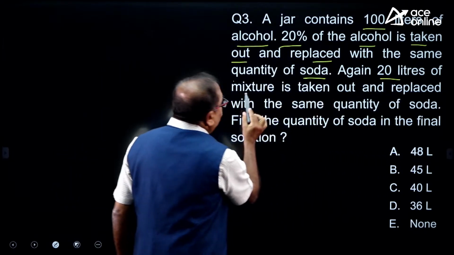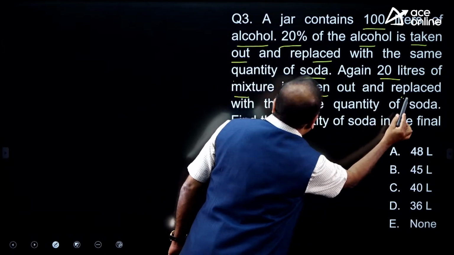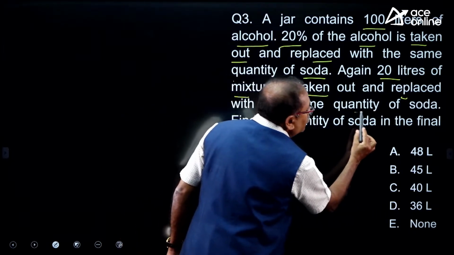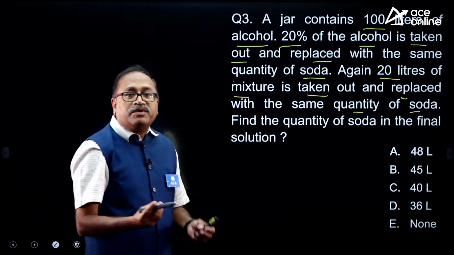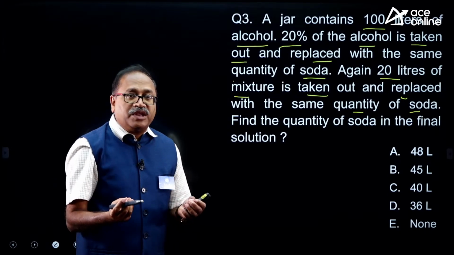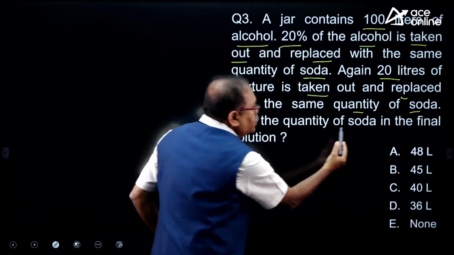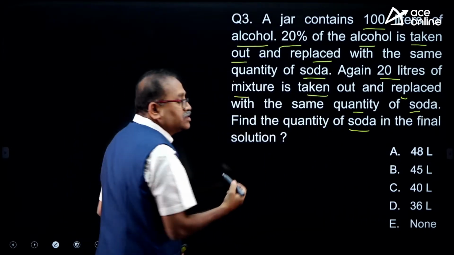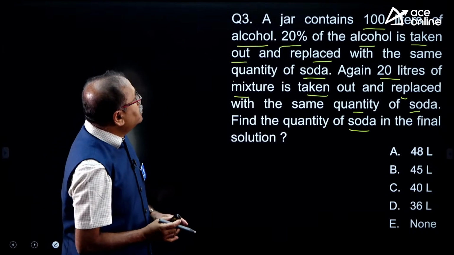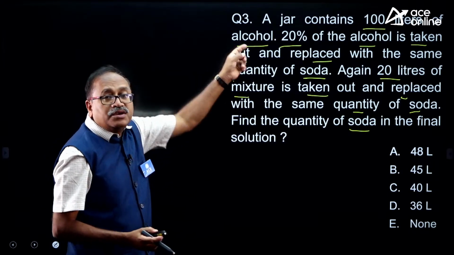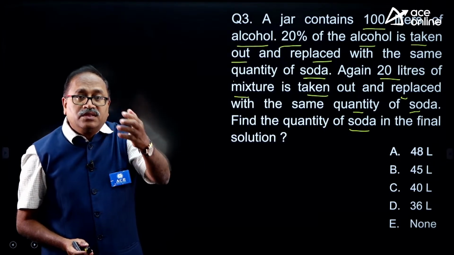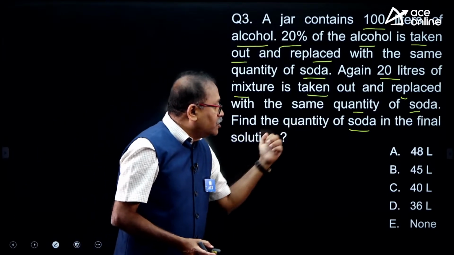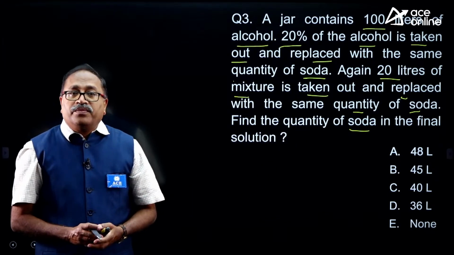Again 20 liters of mixture is taken out and replaced with the same quantity of soda. A very plain question on replacement. Find the quantity of soda in the final solution. It did not say find the final quantity of alcohol. It is saying find the final quantity of soda.